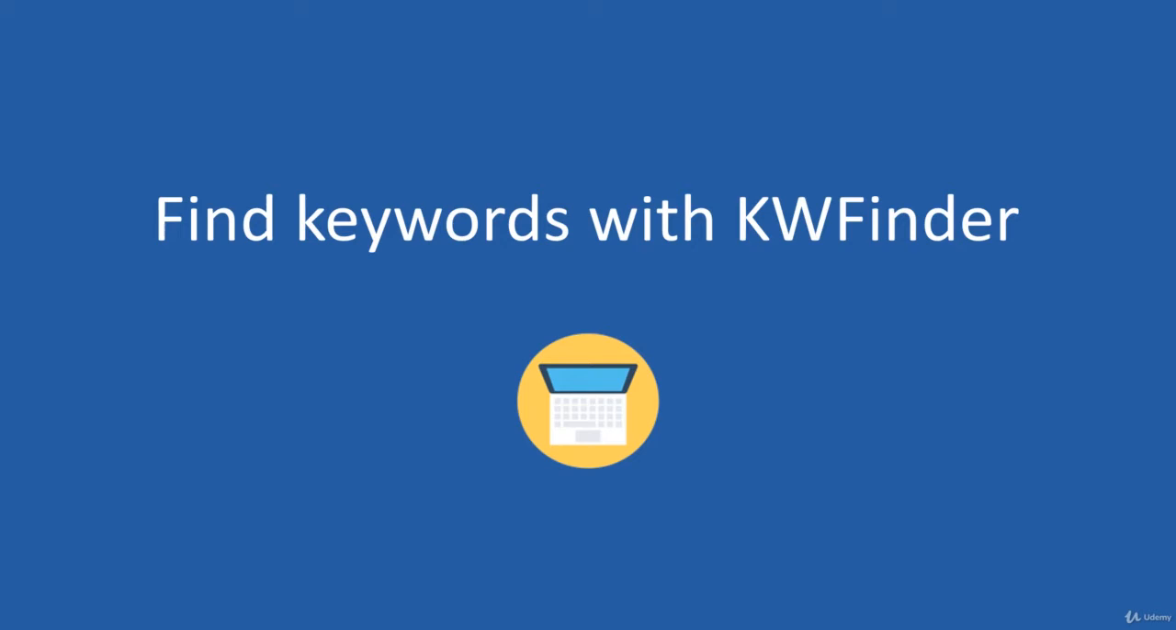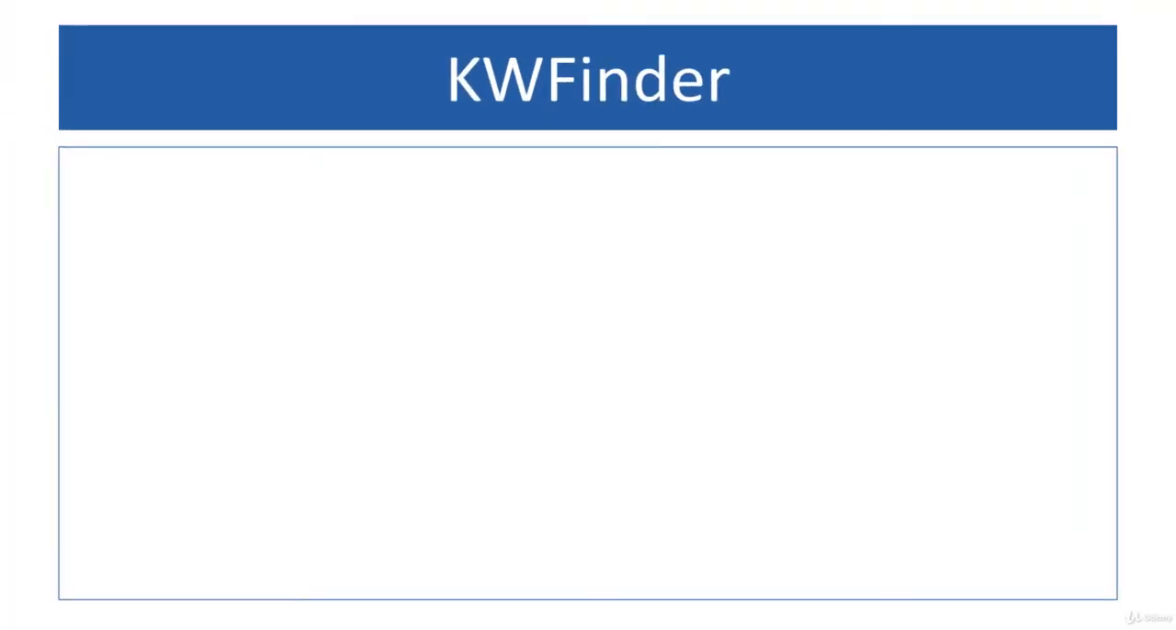When I do keyword research, I always use KWFinder. This is my favorite keyword tool. KWFinder is a much better keyword research tool than the Google Keyword Planner. It shows exact search volumes, whereas with the Google Keyword Planner, you only get the exact search volumes if you're running a paid advertising campaign.